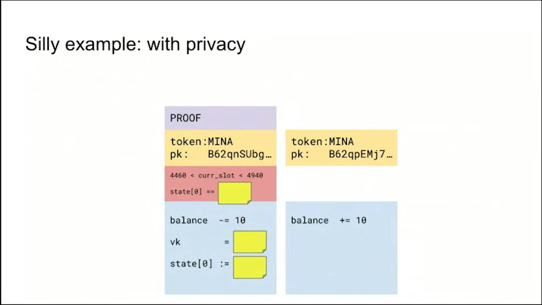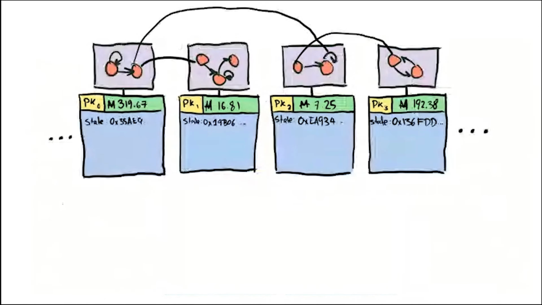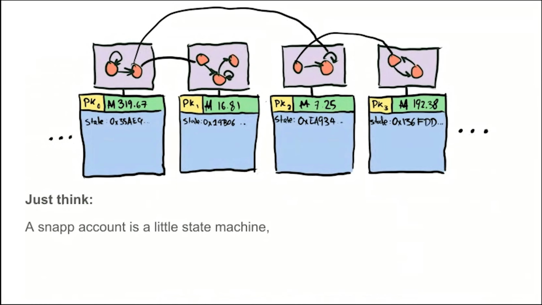So that's one. The other thing is you could hide the state data. That could also be totally encrypted, not exactly encrypted, but something like encrypted. And in that way, when someone saw this transaction, all they would see is, oh, there's some snap transaction. It's constrained to be applied in some slot interval, and it moves 10. But the actual logic of the state transition would be totally hidden. And just to emphasize this a little bit, each Snap account is basically like a little state machine, okay?